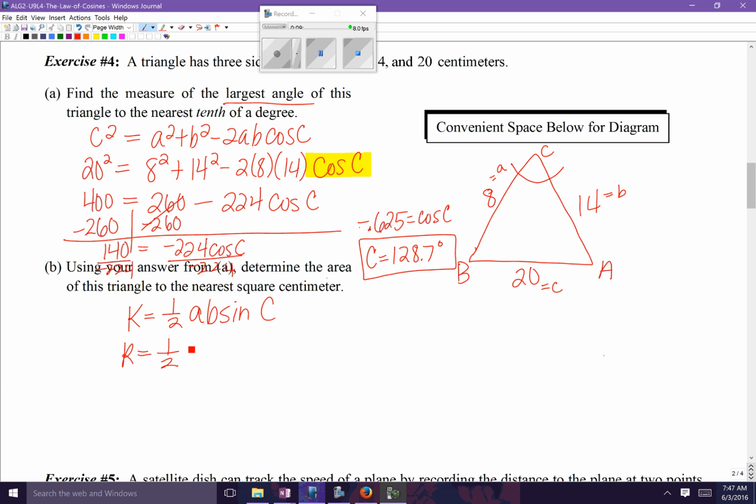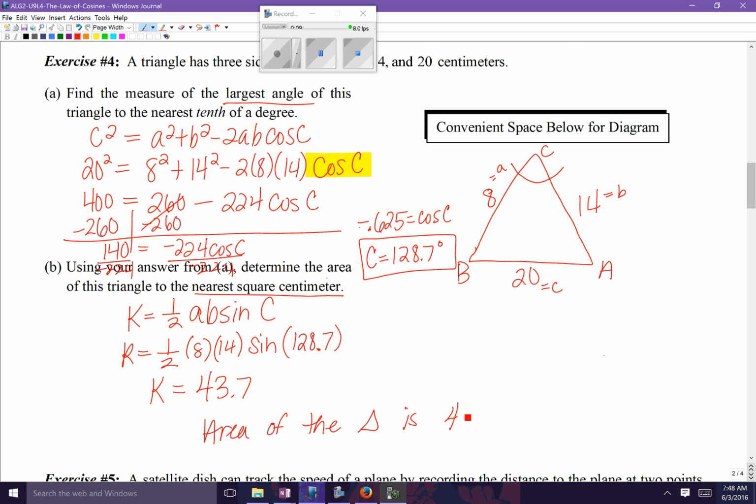So 1/2, the value of A was 8. The value of B was 14, and we're going to take the sine of the angle, which was 128.7. When you just substitute that all in your calculator, because there's no variables on that side, you get 43.7, and they want it to the nearest square centimeter, so the area of the triangle is 44 centimeters squared.